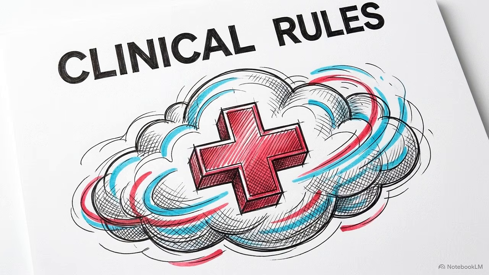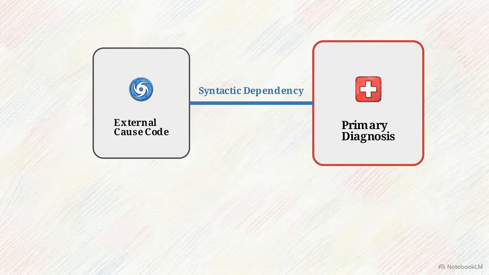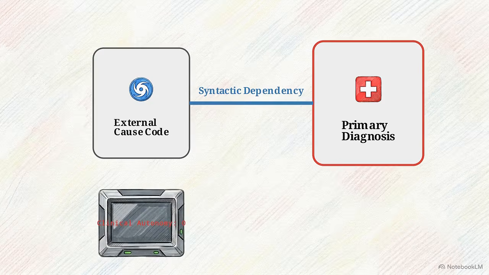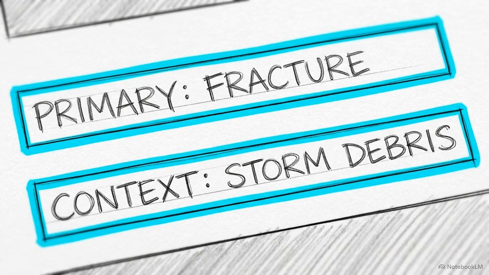Precise, analytical. To use these codes correctly, you must understand the concept of syntactic dependency. External cause codes possess zero clinical autonomy. They function as supplemental metadata. They provide a secondary layer of information to the patient's primary electronic health record, explaining the circumstances surrounding the trauma.